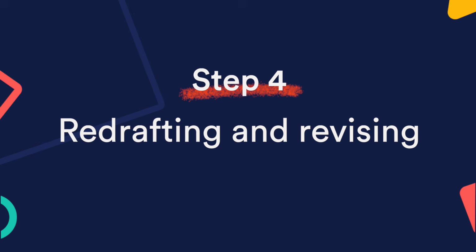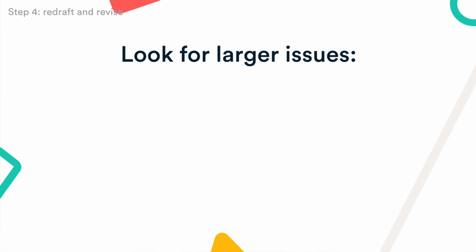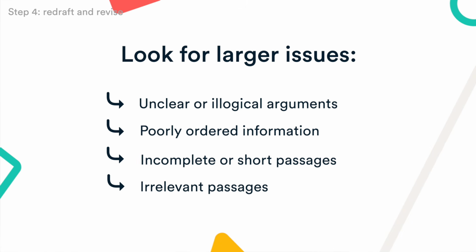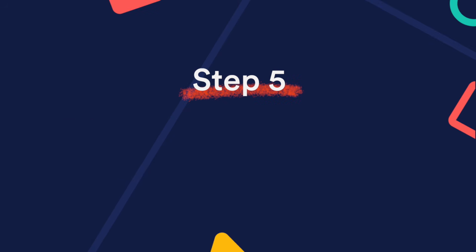Step 4. Redrafting and revising. Now it's time to look critically at your first draft and find potential areas for improvement. It's best to leave your work alone for a day or two after completing the first draft to freshen up your perspective. At this stage, you're looking for larger issues like arguments that are unclear or illogical, areas where information would be better presented in a different order, passages where additional information or explanation is needed, passages that are irrelevant to your overall argument.